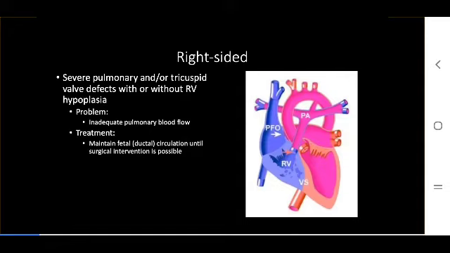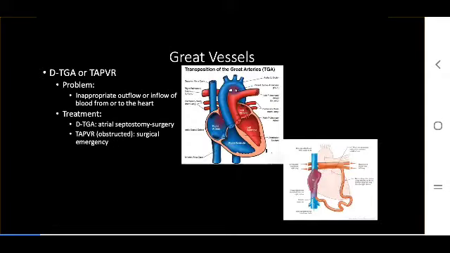But in these emergencies, not only do you need prostaglandins to maintain ductal patency, but you also need a surgical plan for how to treat them, for instance, with a shunt. So the next congenital lesions that really often present in emergencies at birth are d-transposition of the great arteries, or TAPVR.